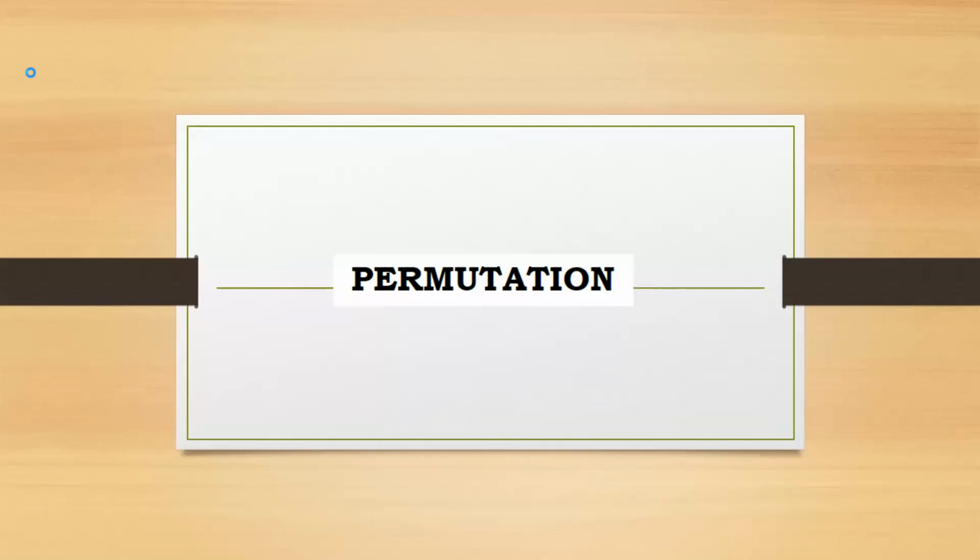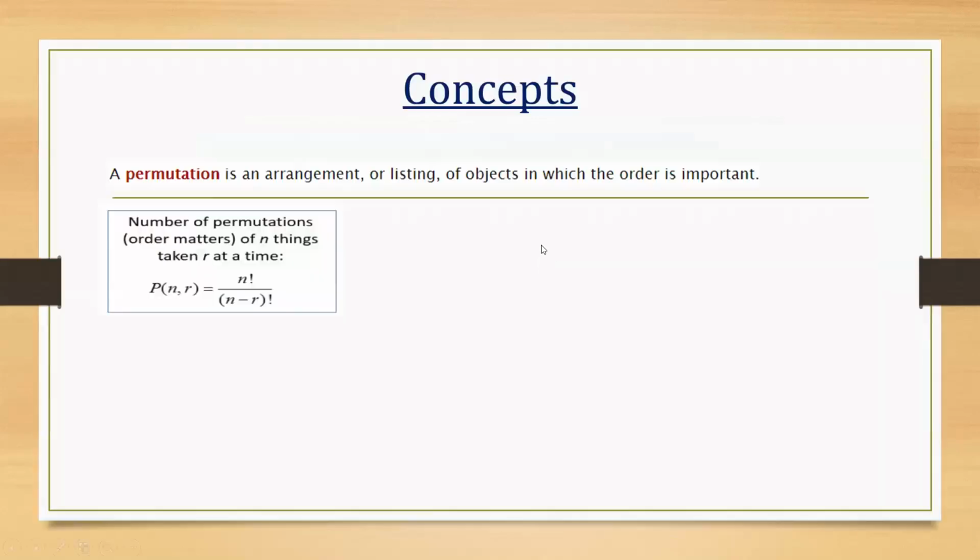Okay. So today's topic, permutation and combinations. Do you have any idea about what is meant by permutation? Anyone? Any idea? So permutation is nothing but an arrangement or listing of objects in which the order is important, or simply you can say that selection and arrangement. Permutation is nothing but selection and arrangement.